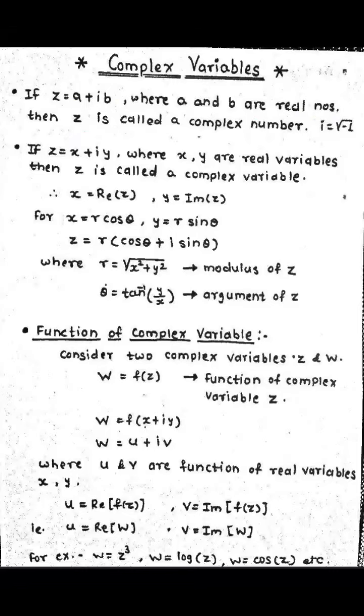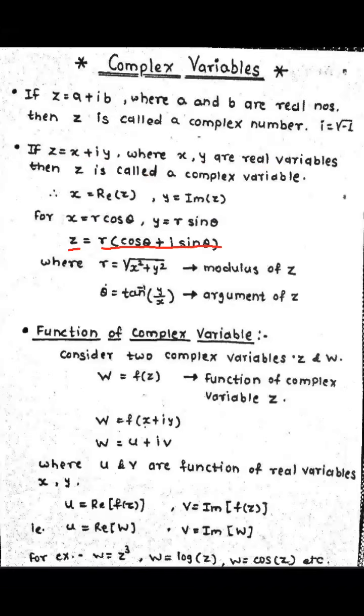If z is equal to x plus iy, where x and y are real variables, then z is called a complex variable. So we can say that x is the real part of z and y is the imaginary part of z. When we put x equal to r cos theta and y equal to r sin theta, then we obtain the z value in terms of r and theta.